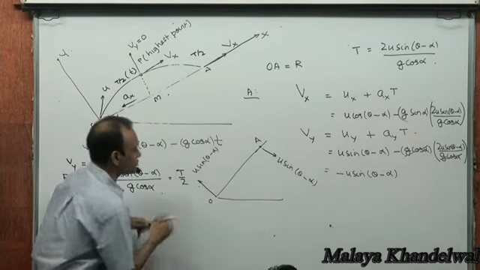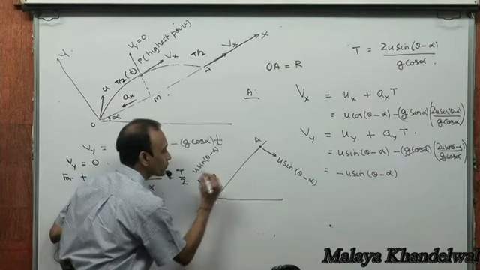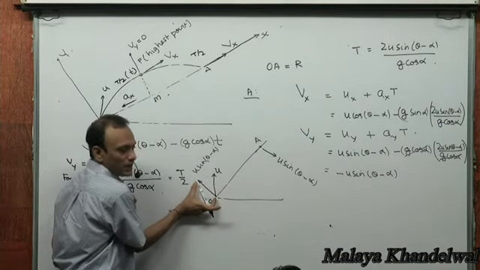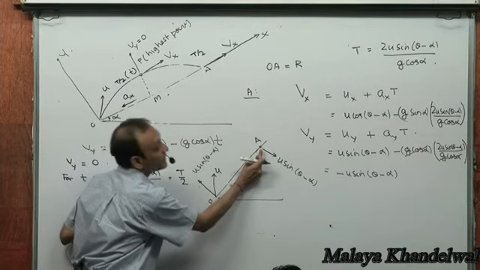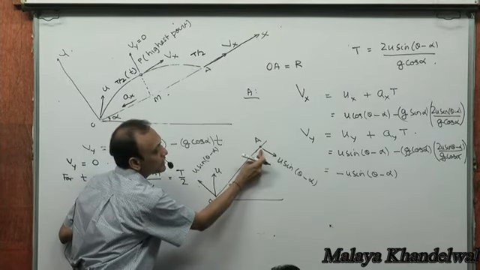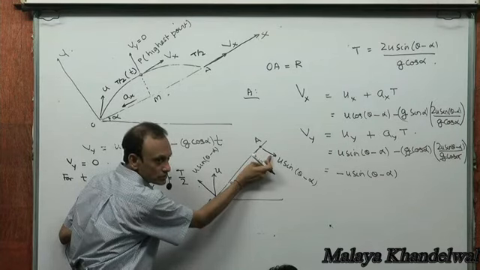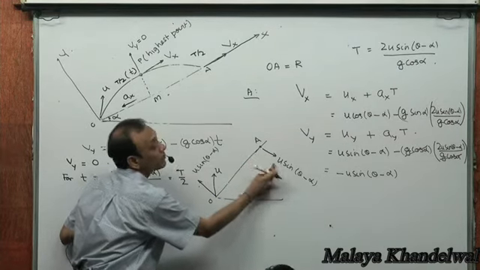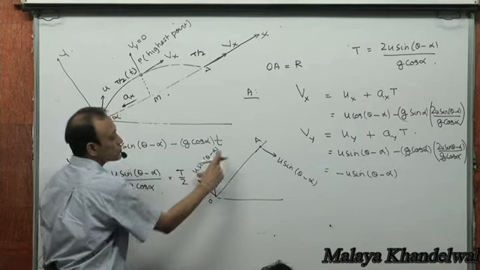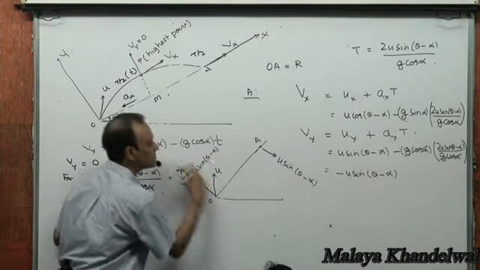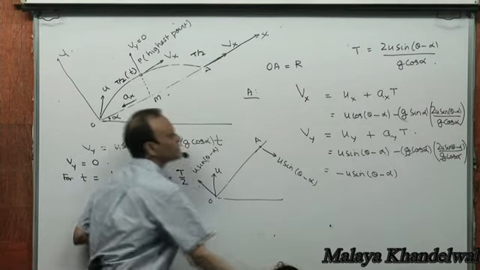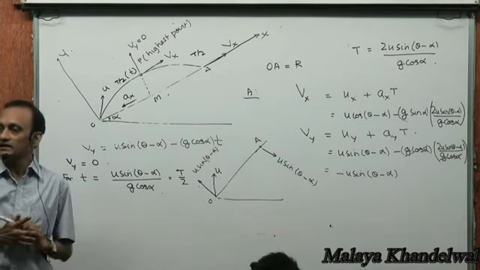That means if it was launched with a velocity u and its velocity component perpendicular to the plane was 5 meters per second, then on hitting the plane, its velocity in the y direction would change direction. It would be in the negative y direction, but of the same magnitude. That means if this was 5 meters per second, this will also be 5 meters per second. This was emerging out of the plane. This is digging into the plane. Yes or no?